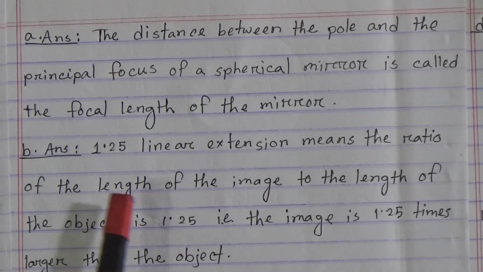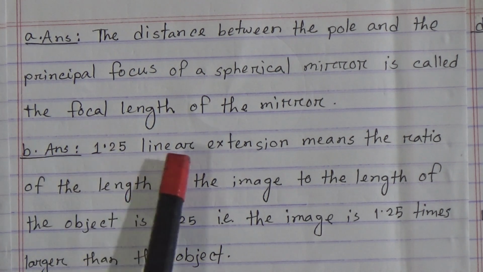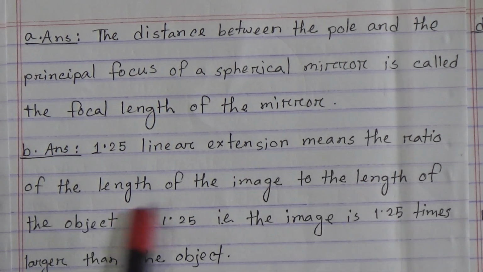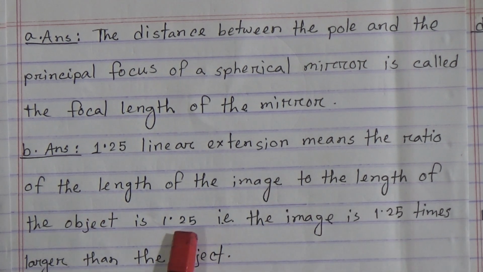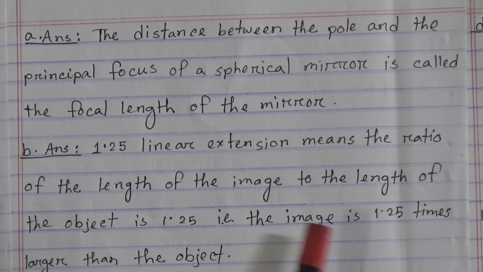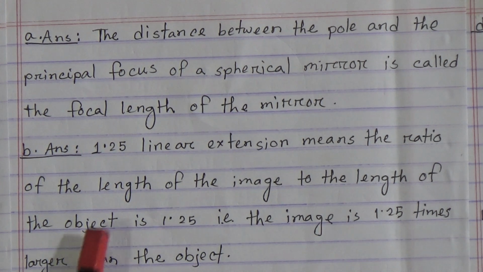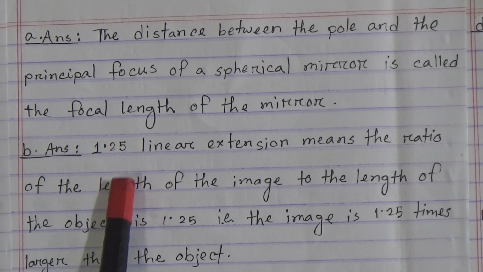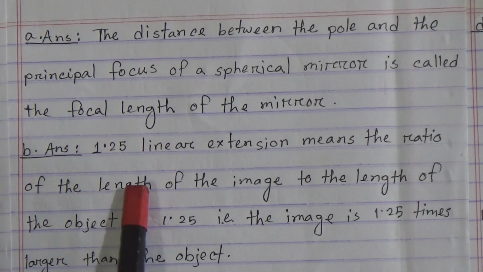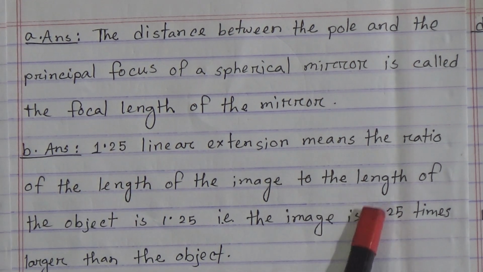So, 1.25 linear extension means the ratio of the length of the image to the length of the object is 1.25, and that is the image is 1.25 times larger than the object. So, I think if the question has come whatever this that is 1.25, 1.5, 2.5, 2.25 whatever given, you can write the answer like this.